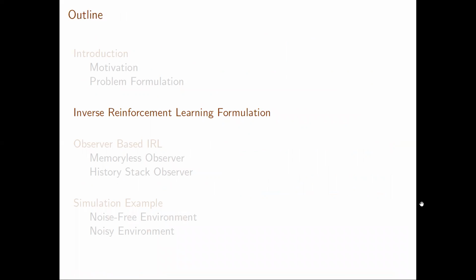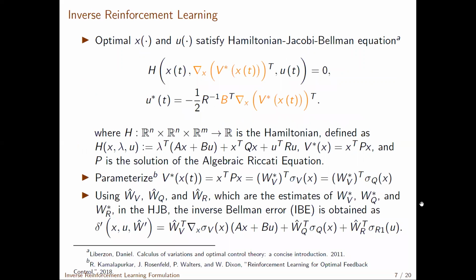Now let's get into the inverse reinforcement learning formulation. If X and U are optimal, we know that they satisfy the Hamilton-Jacobi-Bellman equation, but more specifically, the HJB equation is equal to 0 for all time. In addition to that, we know the form of the optimal feedback controller shown here.